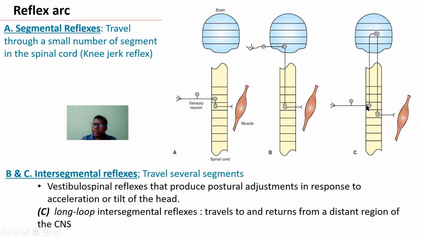This is the sensory neuron, they synapse with the CNS, and this sensory neuron takes the information to the brain. From the brain, the motor neurons are directed and act upon the muscle. So it takes a long loop. It has to travel different segments and form a loop. And this type of reflex is called long loop intersegmental reflexes.